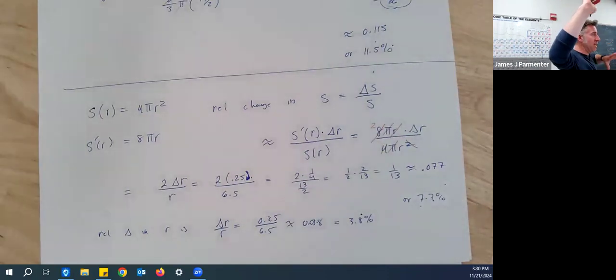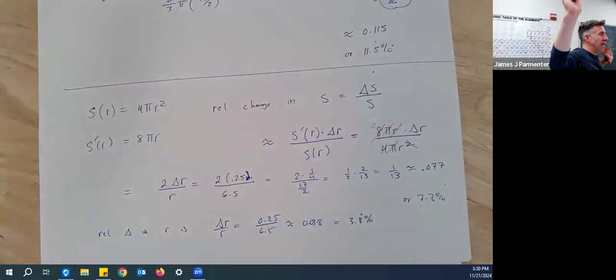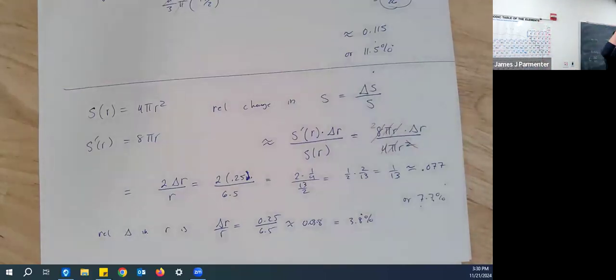So if you're changing the radius 5%, and you're asking how much the volume is going to change by, it's going to be 15%. It's going to be triple, because the radius is dimension 1 and the volume is dimension 3. 1 times 3 gets you 3. Same thing for surface area. Radius is dimension 1, surface area is dimension 2. 1 times 2 gets you 2.